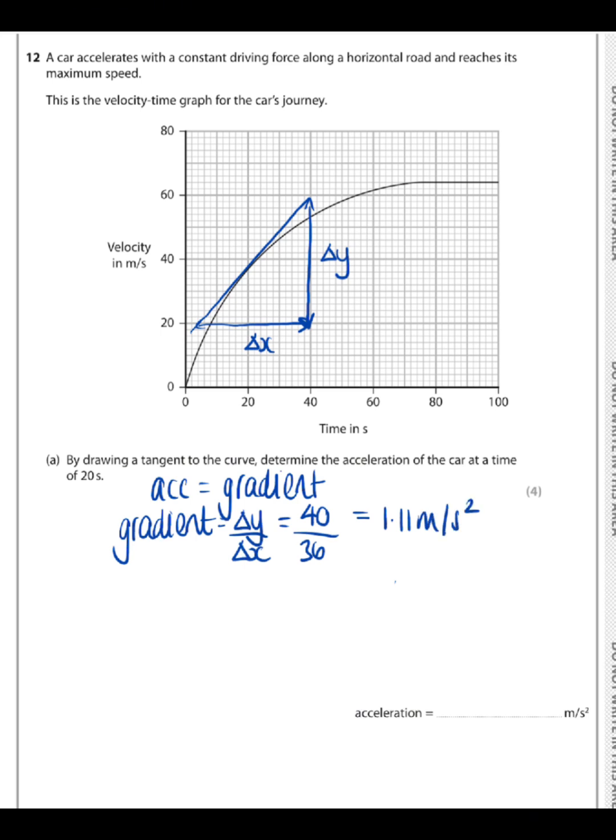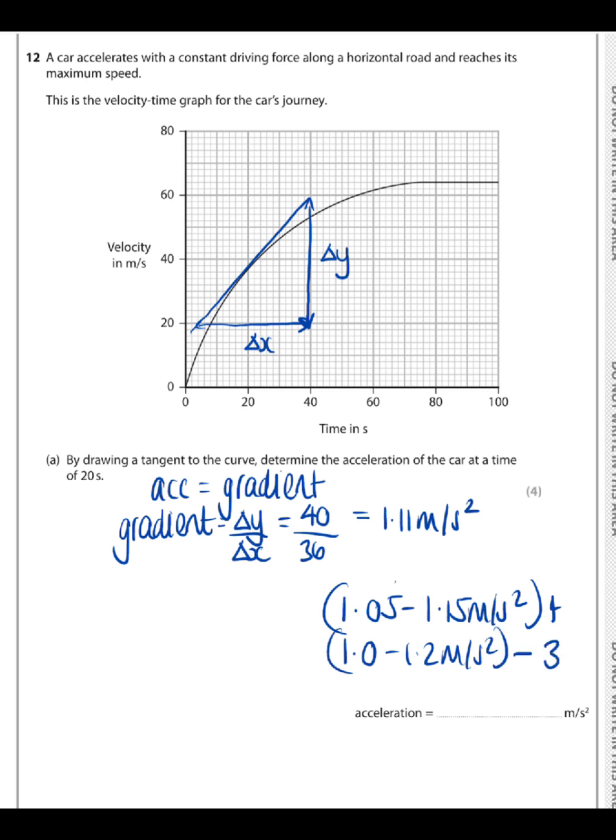To get the full 4 marks, you have to have a value in the range of 1.05 to 1.15 meters per second squared. However, if you have anything in the region between 1.0 and 1.2 meters per second squared, as long as you have shown clearly how you found it, that will score you 3 marks.